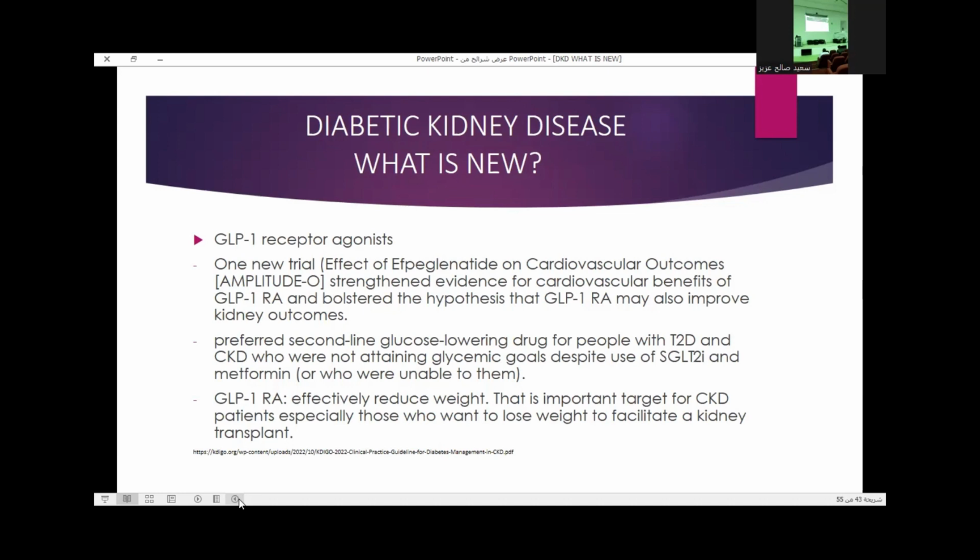This medication is associated with a very beneficial effect in reducing weight. So it might be considered, especially for patients who have chronic kidney disease, and these patients could benefit from this medication in the future if we consider them for transplant. So they will not face any issues with being overweight.